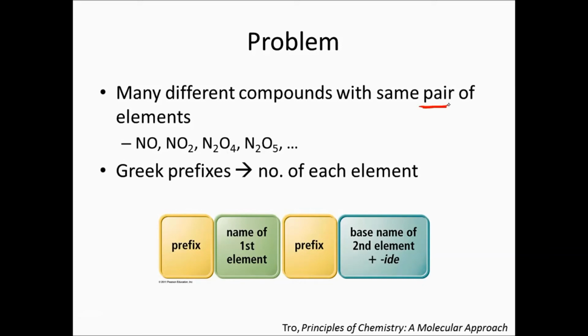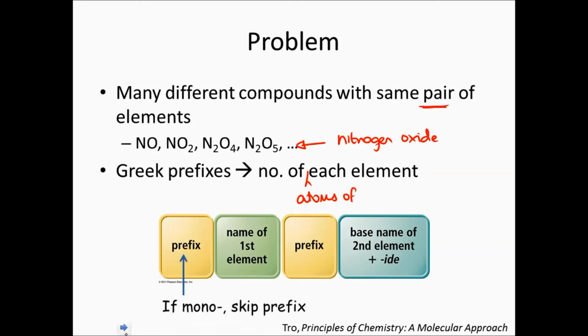The problem we've run into here is that so far we've only figured out how to uniquely identify the pair of elements. So here, if I have nitrogen and oxygen, based on the rules above, we'd have nitrogen oxide. But which of these is nitrogen oxide? So this is getting confusing, and so we need to use Greek prefixes to denote the number of atoms of each element. And so we put a Greek prefix in front of each of the elements at all times, except with the proviso that if there's only one atom of the first element, we skip the prefix mono.